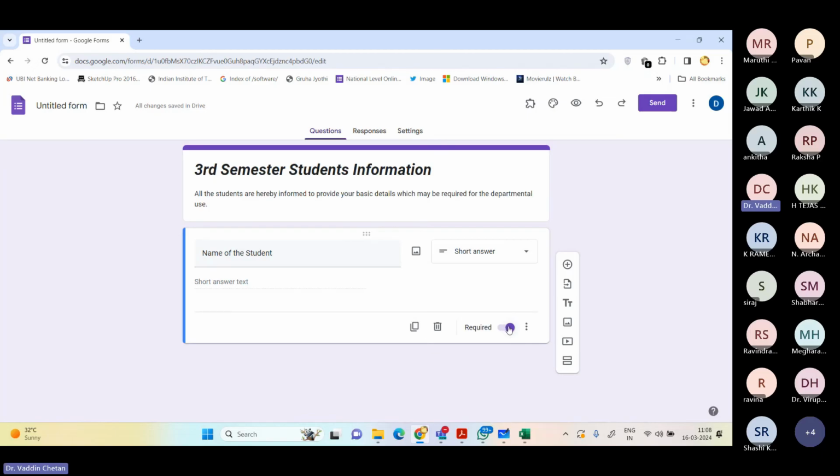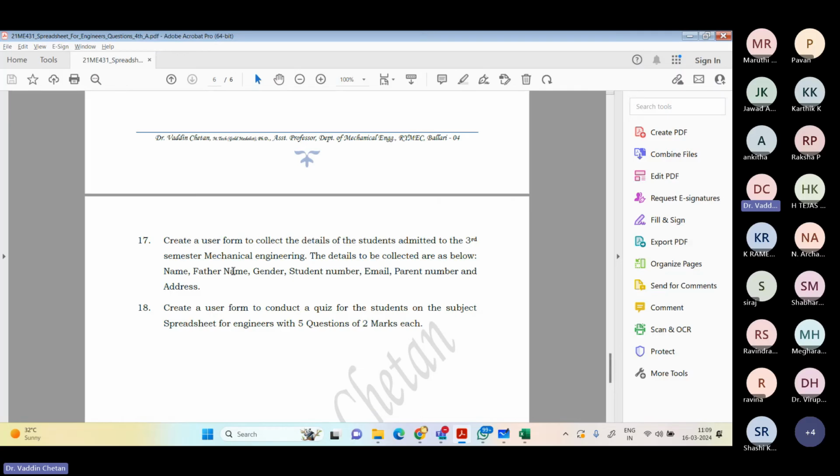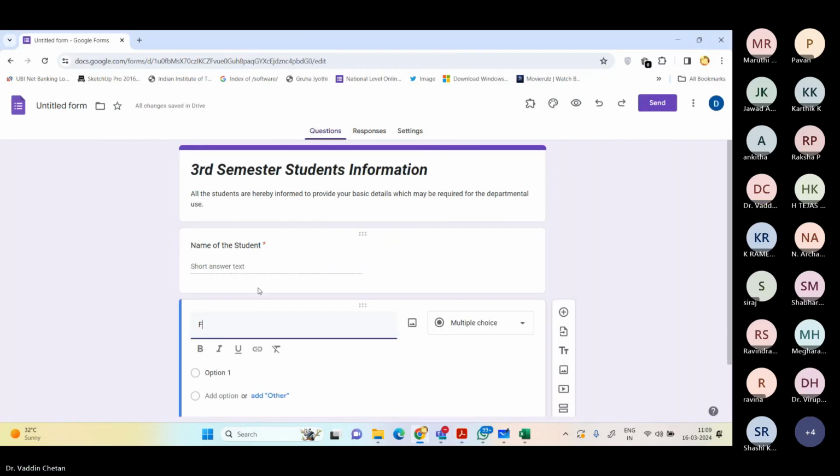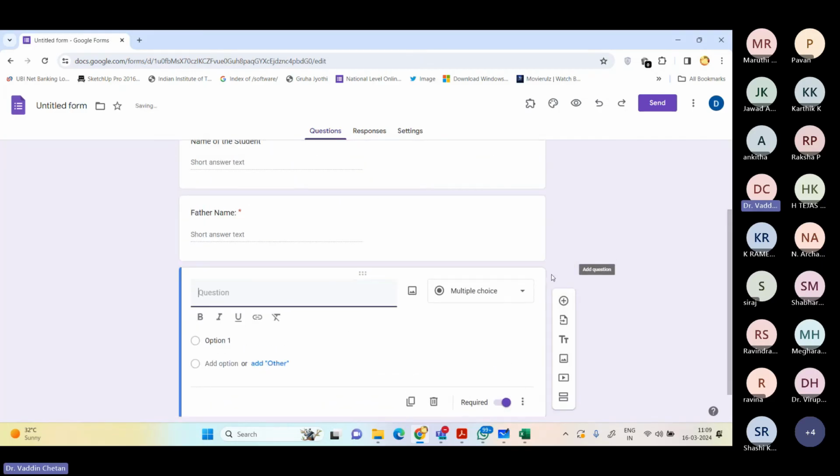And I am making it to be mandatory, which means that the students must and should enter them. My next question is father name, right? Take it to be a father name. It is a short answer, mandatory question.